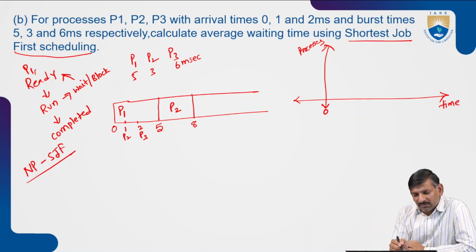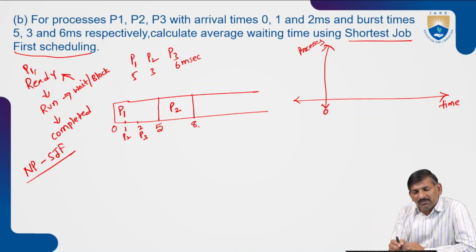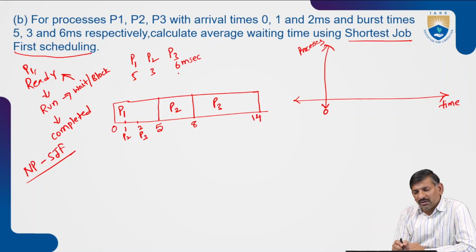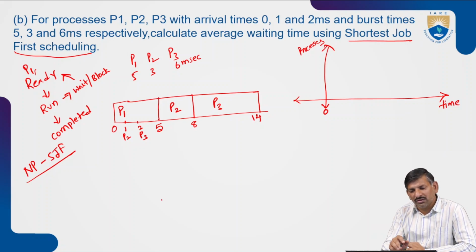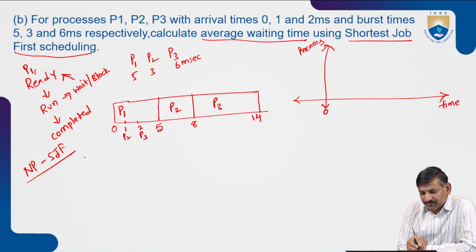So at the time of the 8th millisecond, its execution is completed. At the time of the 8th millisecond, what are the processes available? Only P3 is available, so P3 is scheduled for execution, for 6 milliseconds, until the 14th millisecond. Okay. Now we can calculate the average waiting time, and he is asking only for average waiting time.